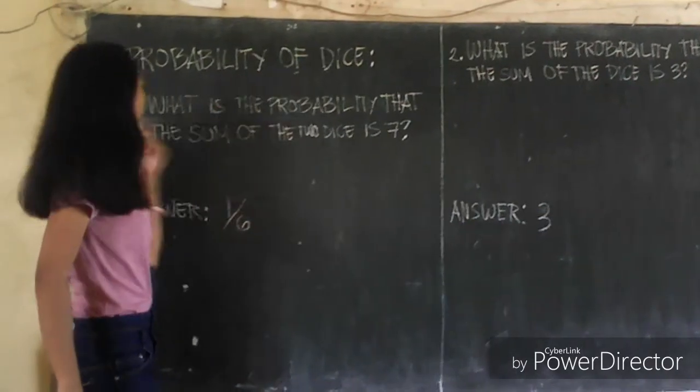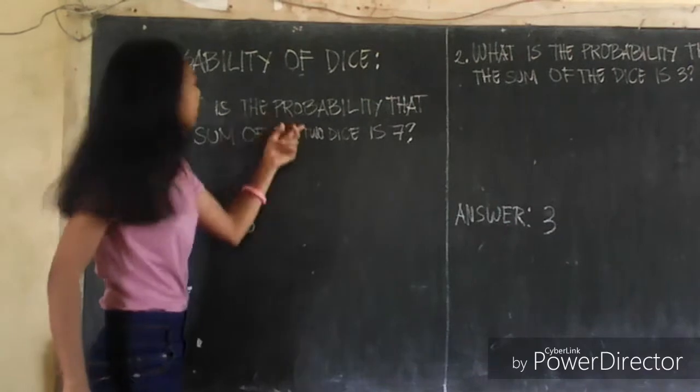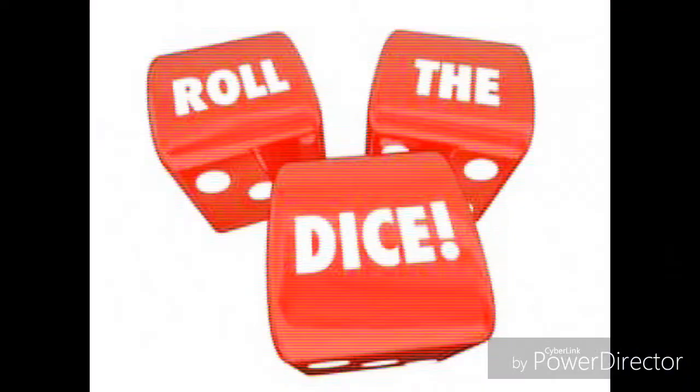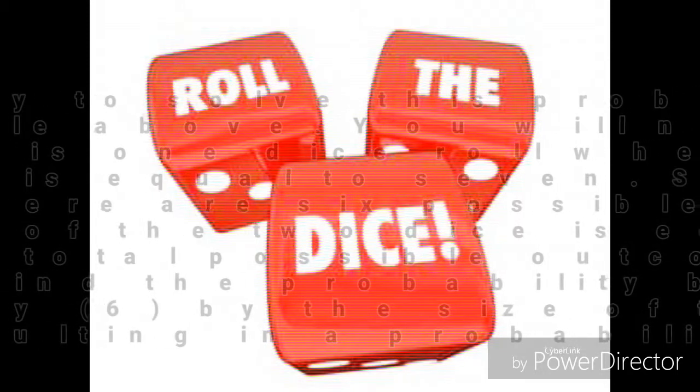Probability of dice. Number 1. What is the probability that the sum of the two dice is 7? Answer: 1/6. The easiest way to solve this problem is to consult the table above.